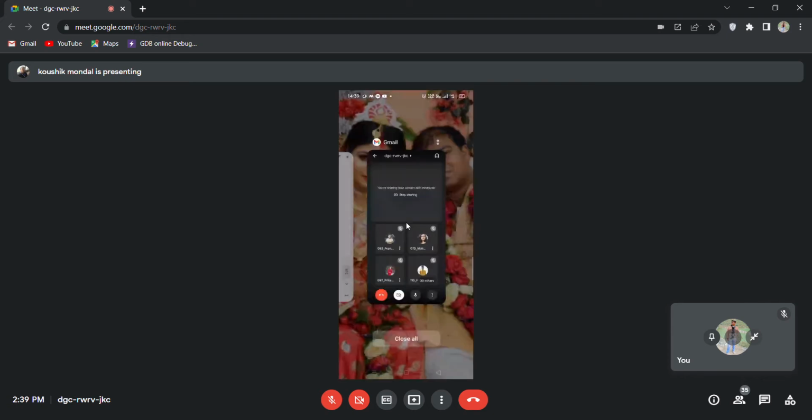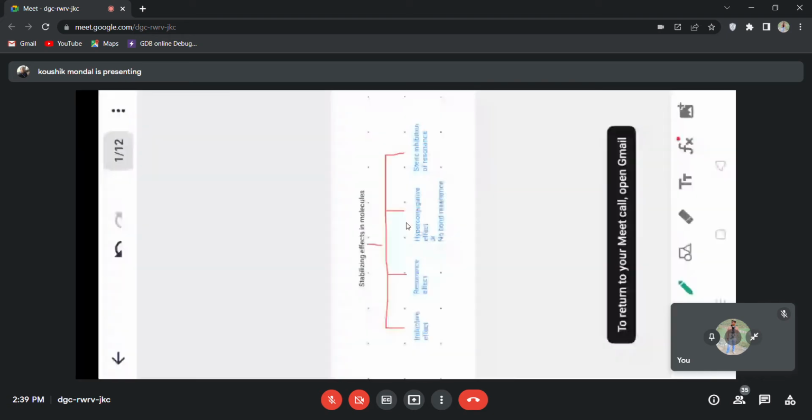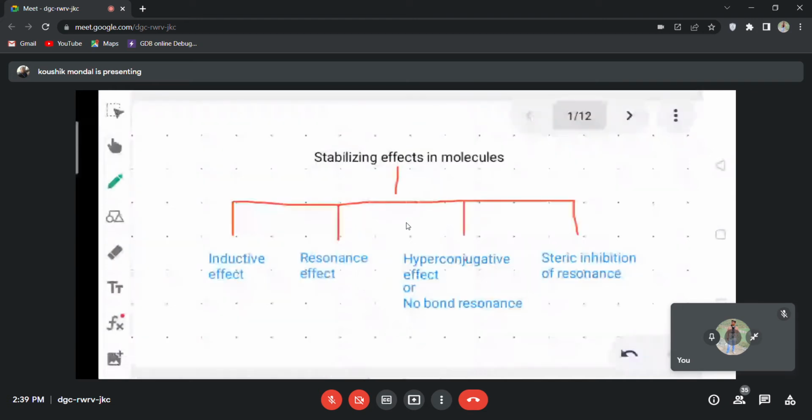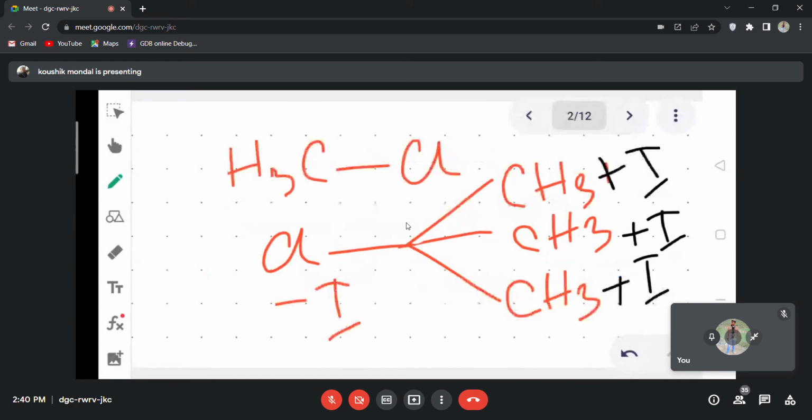Okay, so stabilizing effects in the molecule. These are basically inductive effect, resonance effect, hyperconjugative effect, and steric inhibition of resonance. So the first one is inductive effect.